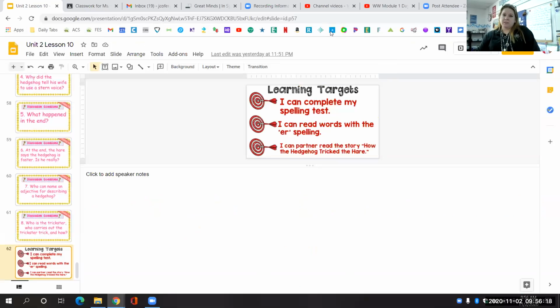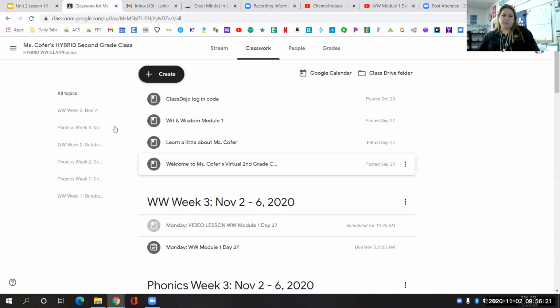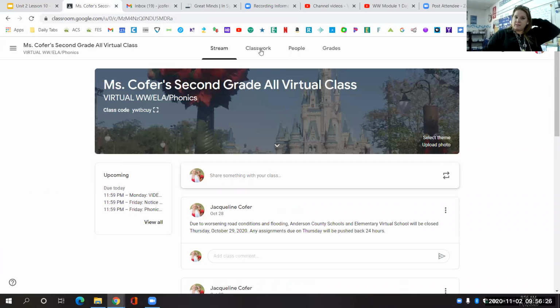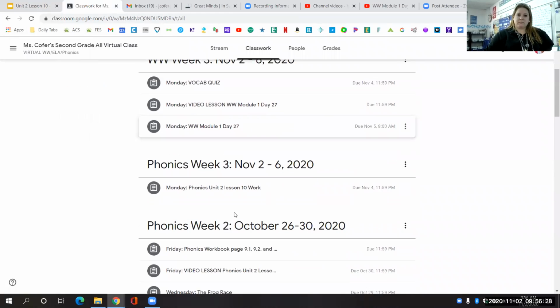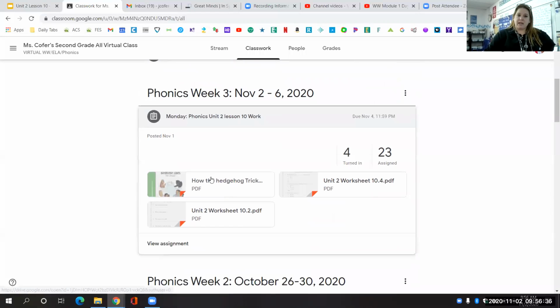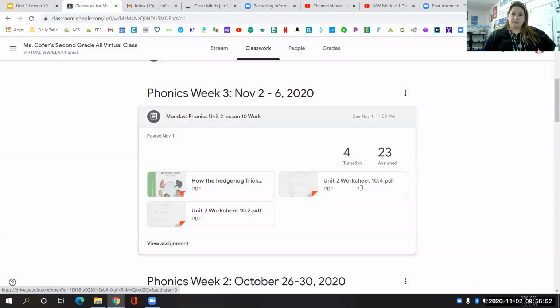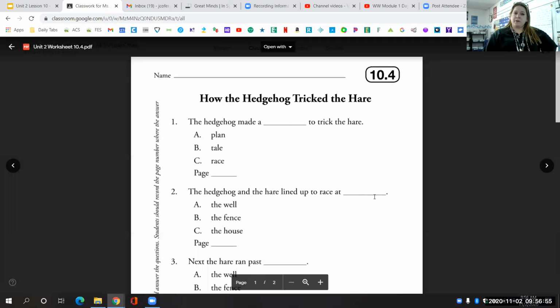So what you are going to do today is go to your Google Classroom and go to classwork. Today is Phonics Week 3, and here it says Monday, Phonics Unit 2, Lesson 10 work, okay? Here is the story of how the hedgehog tricked the hare. It's already on there for you. Here is the worksheet that I want you to work on. We did this one together, but I want you to do it again on your own. And then here's Unit 10.4 where you answer the questions.